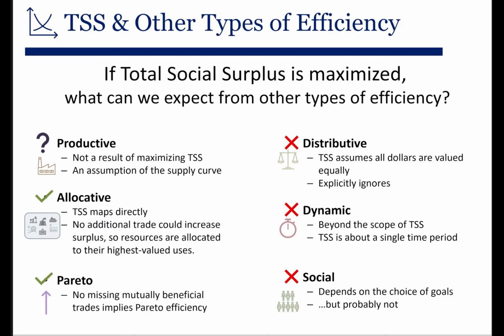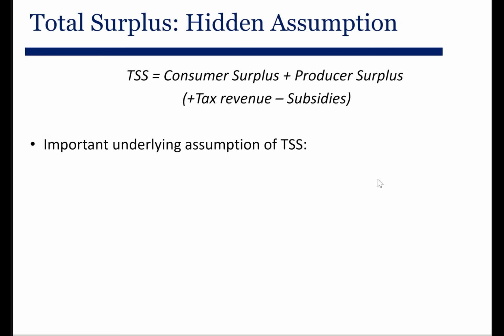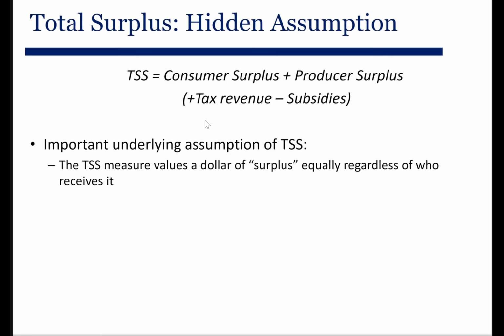I want to emphasize, I said under distributive that total social surplus assumed that all those dollars are valued equally. This is a kind of hidden assumption that is happening when we do the analysis of total social surplus. If you remember, it's consumer surplus plus producer surplus plus tax revenue minus subsidies. So by adding these together with no modifiers, we are valuing every consumer's surplus the same, every producer's surplus the same as every consumer's, and revenue that goes to the government the same. All dollars are counted equally regardless of who receives it.